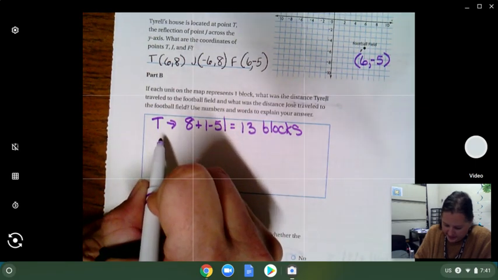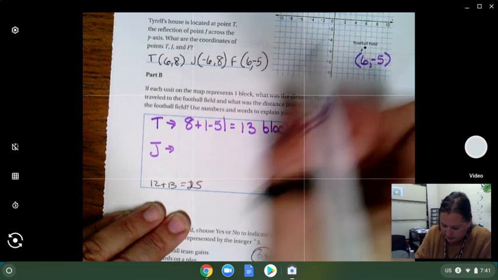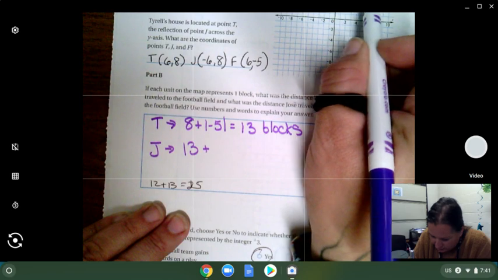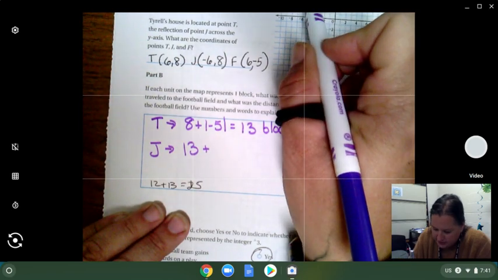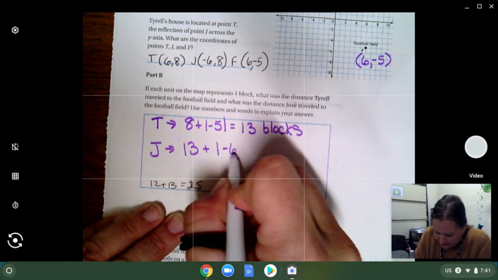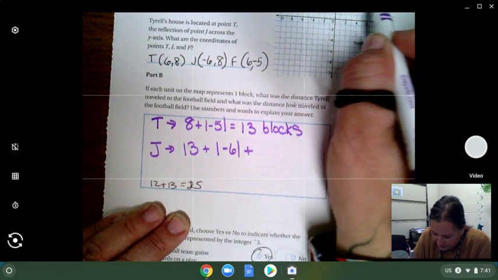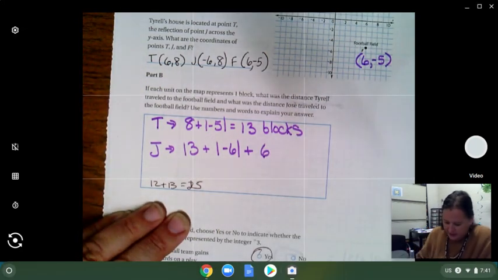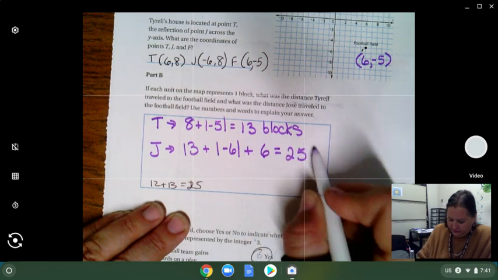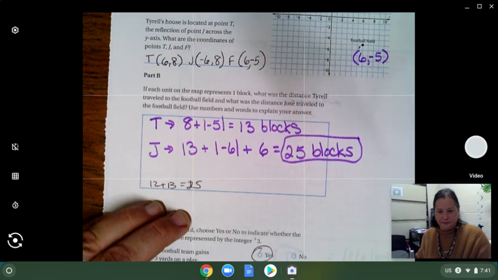And then if we look at the distance that Jose had to travel, he traveled those 13 blocks, plus he traveled from here to here. He had to go over here to Tyrell's house first. So here we have our -6. So I'll take the absolute value of that -6 plus how far it would take to get from here to here, which is a +6. So we have 12 plus 13 equals 25 blocks. That's the distance he traveled to get to the football field.